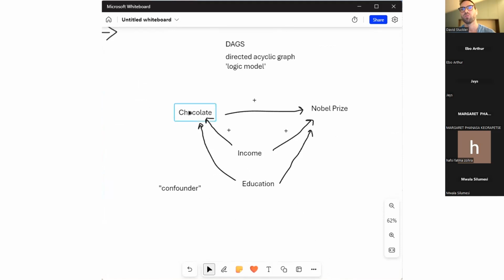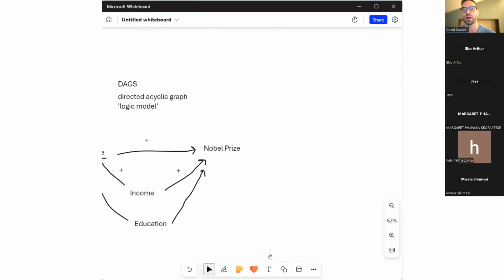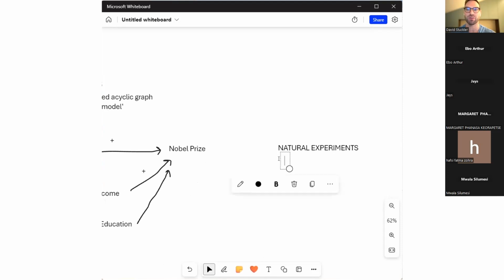Now, what can you do? Well, one thing that our team spends a lot of time on is doing things called natural experiments. These look for randomization that happens in the real world, by accident or through policies or other things. So we're trying to simulate a randomized controlled trial.